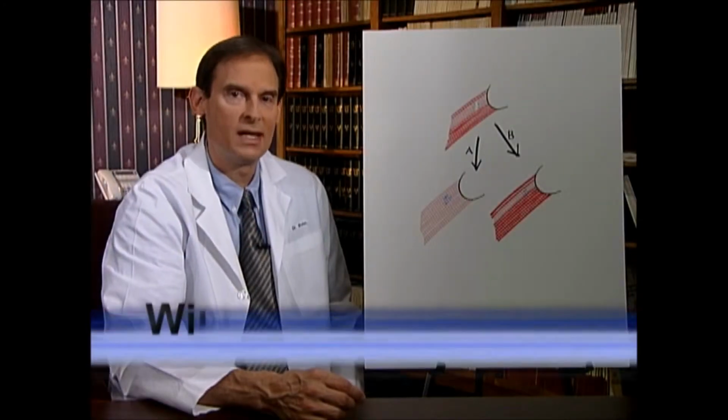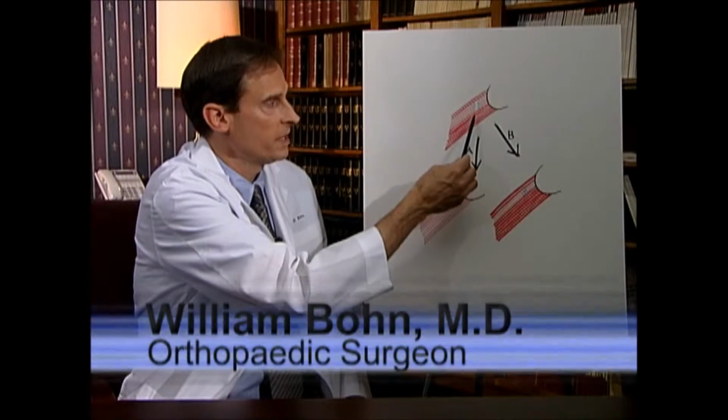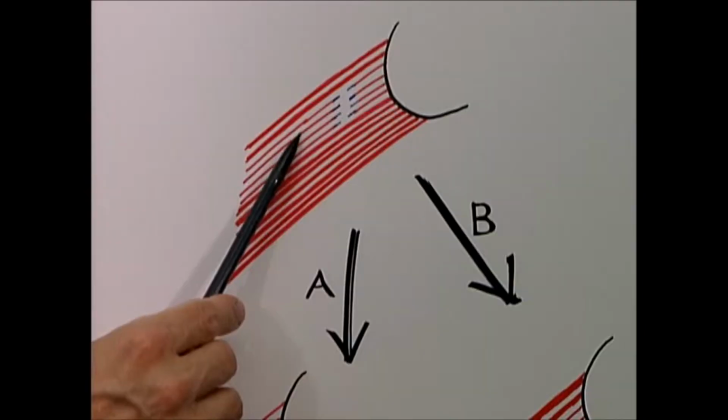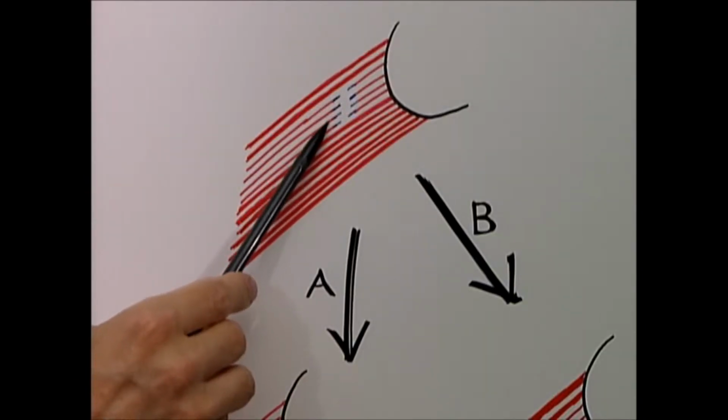Hi, I'm Dr. Bohn, and I'm going to show you what a muscle strain looks like. This picture depicts a partial tear or muscle strain occurring in this muscle tendon unit.